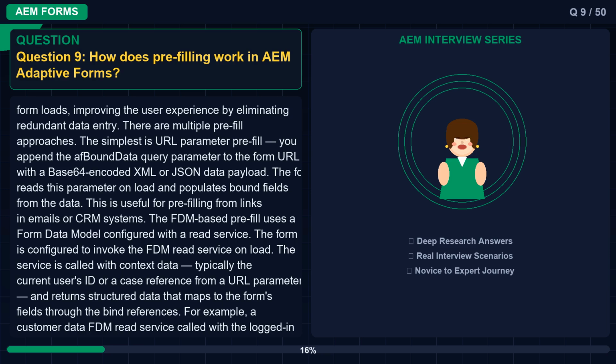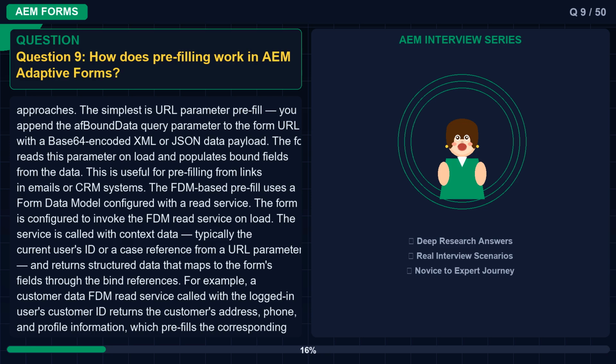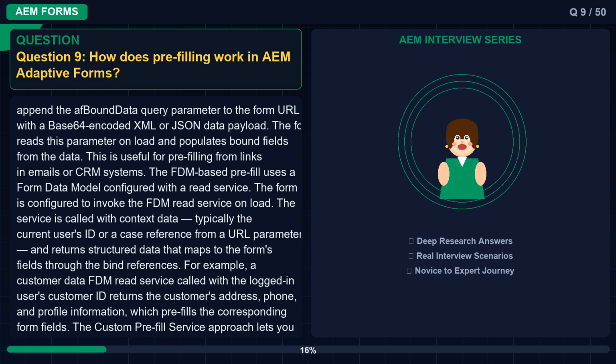There are multiple pre-fill approaches. The simplest is URL parameter prefill. You append the AF-bound data query parameter to the form URL with a base 64 encoded XML or JSON data payload. The form reads this parameter on load and populates bound fields from the data. This is useful for prefilling from links in emails or CRM systems.